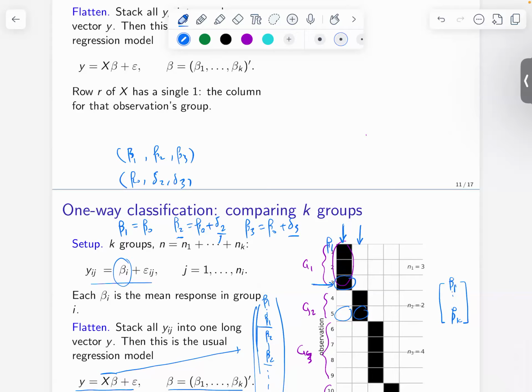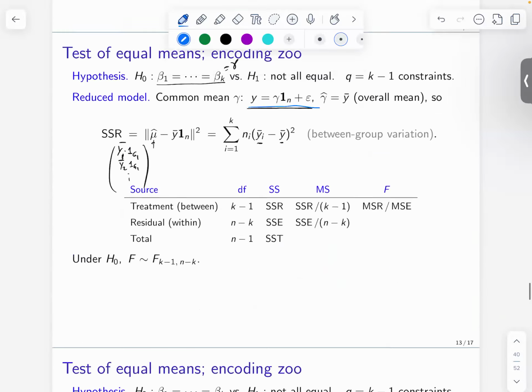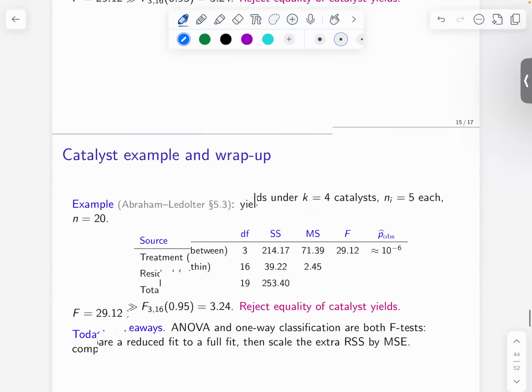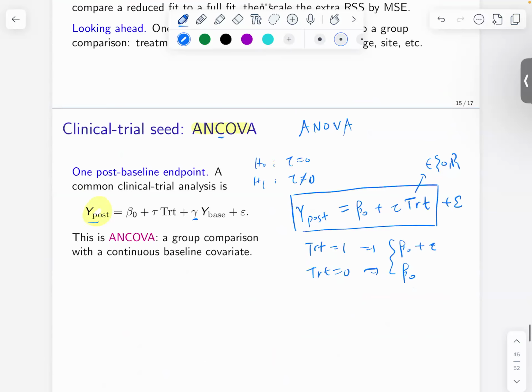However you parameterize, as long as you're testing the same hypothesis, it doesn't matter. This version is sometimes called differential encoding, where you're basically encoding the difference. They call it dummy coding as well, I believe. It has different names, but the idea is that I have a baseline, which is beta 0 under no treatment, and beta 0 plus tau under treatment 1. So this is exactly two-way classification with a particular encoding.